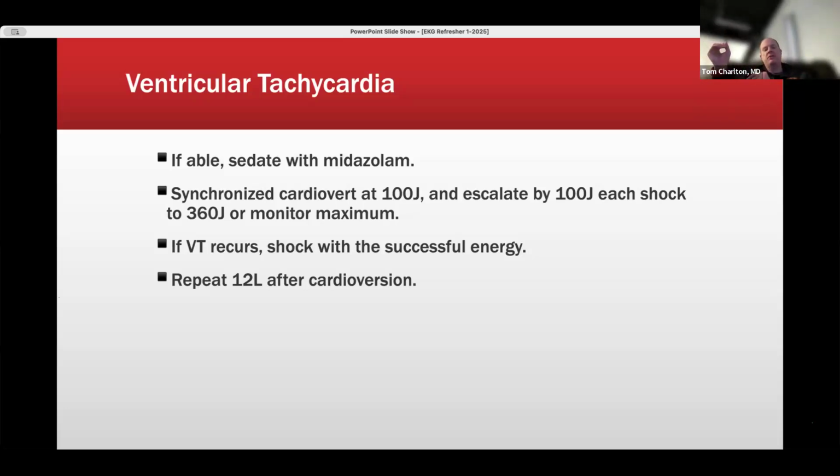If, however, we have to shock them, whatever level we get to, if they degenerate from their heart rhythm following the shock back into VTAC, we don't start over back at 100. We start at what worked the first time, so that way we're not having to shock this person repeatedly. After we do the cardioversion, please try and get a repeat 12-lead EKG because we want to take a look and see what is going on.